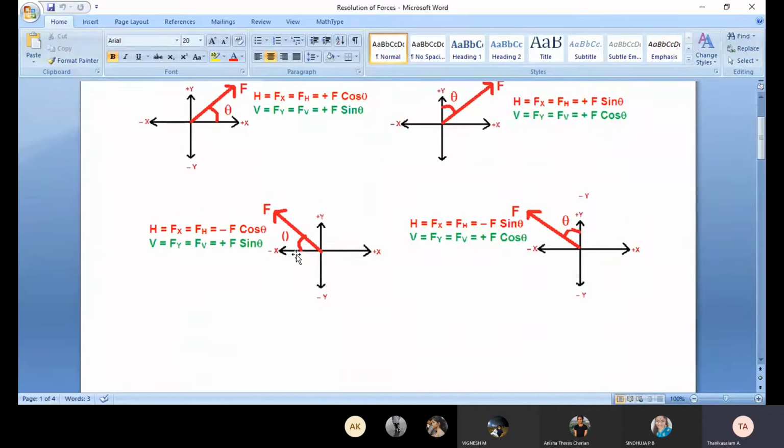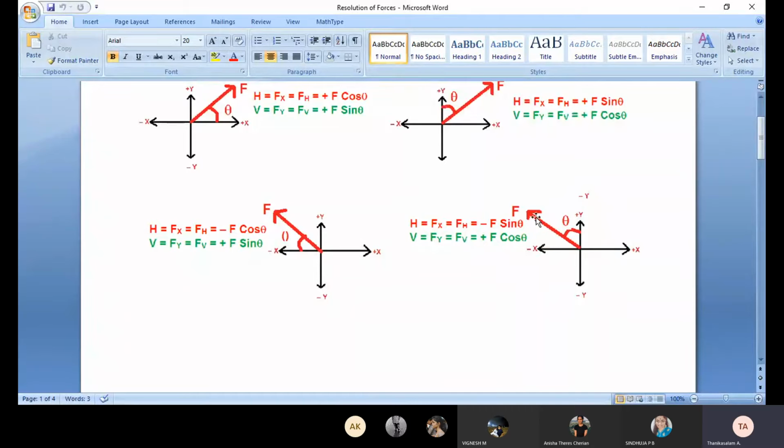See here, this force is in the second quadrant. So x is minus, y is plus. Theta is lying in the x-axis. So the horizontal component Fh equals minus F cos theta. Why am I putting minus? Because it is the second quadrant, x is minus, and theta is lying on the x-axis. So minus F cos theta. The vertical component is plus F sin theta, because in the second quadrant y is plus.